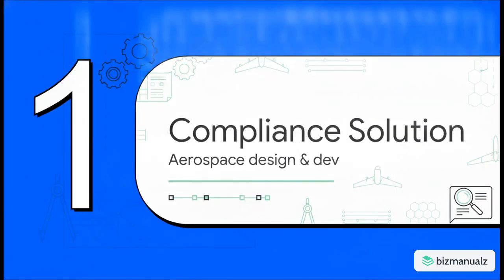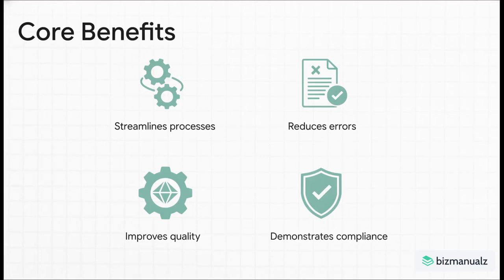Kicking things off with Section 1, the AS9100 Compliance Solution, streamlining aerospace design and development. In the aerospace life cycle, you absolutely cannot wait until you hit the manufacturing floor to start thinking about quality. Inherent qualities can't just be manufactured or inspected in later down the line. They require you to design in quality.